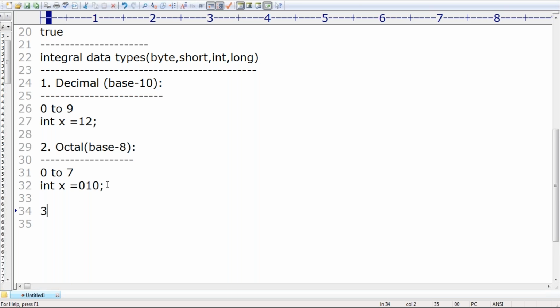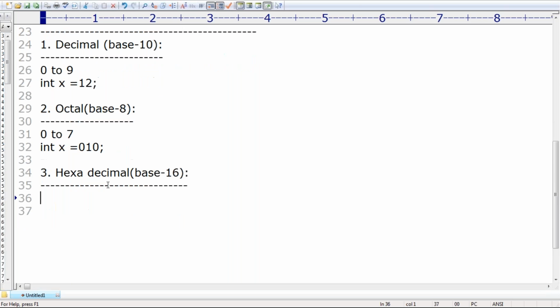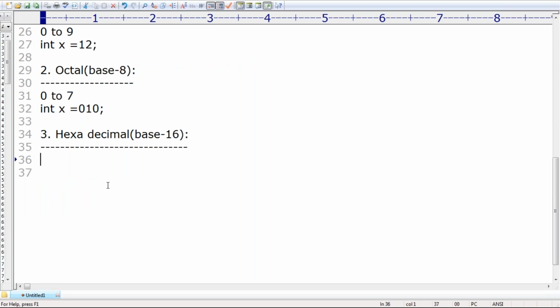What is the third way? Hexadecimal. Hexadecimal means base 16. What are the allowed digits for hexadecimal? Don't say 0 to 15. The allowed digits are 0 to 9, and A to F.